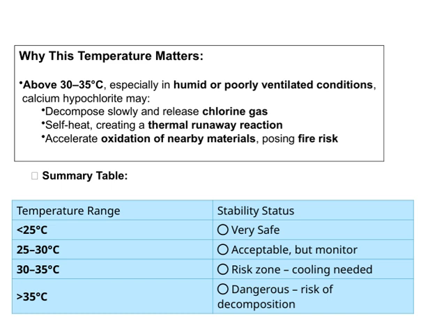Now, looking at the table, we see that below 25 degrees C, calcium hypochlorite is very safe to handle. Between 25 and 30 degrees C, it's acceptable but requires careful monitoring. Once we hit the 30 to 35 degrees C range, we enter a risk zone where cooling measures are essential to prevent dangerous reactions. And above 35 degrees C, it's considered dangerous. There's a real risk of decomposition, which we must absolutely avoid. So, understanding and controlling the temperature is vital to maintaining safety and preventing accidents with calcium hypochlorite.